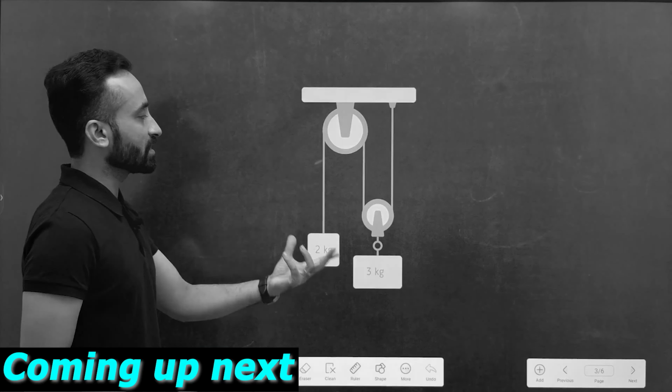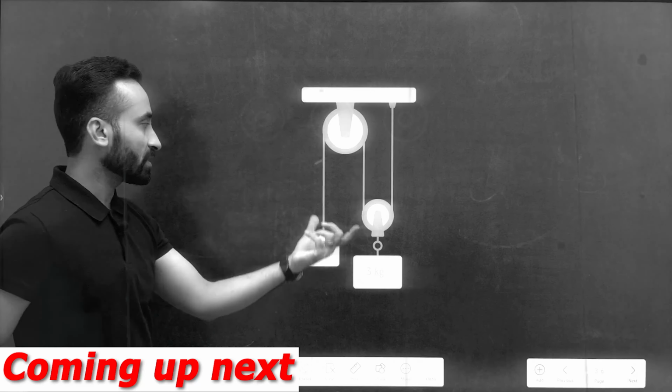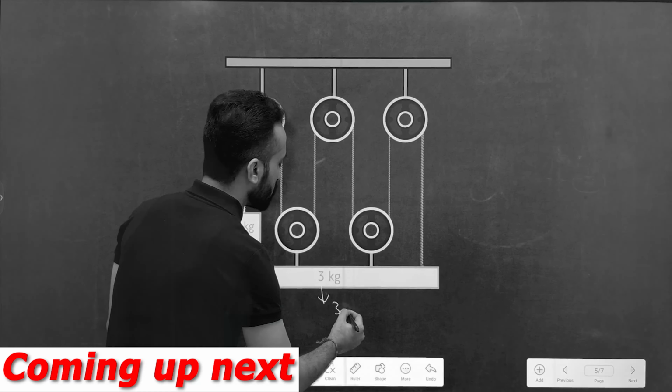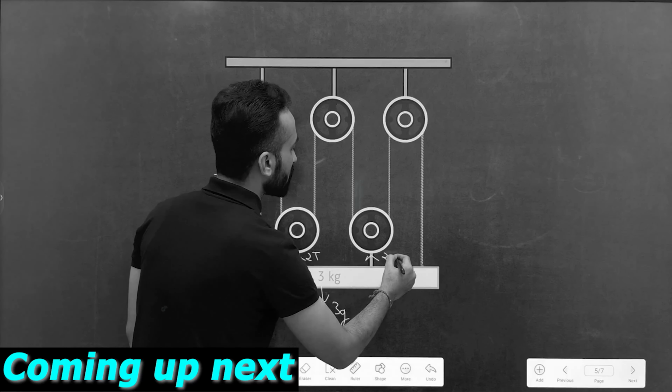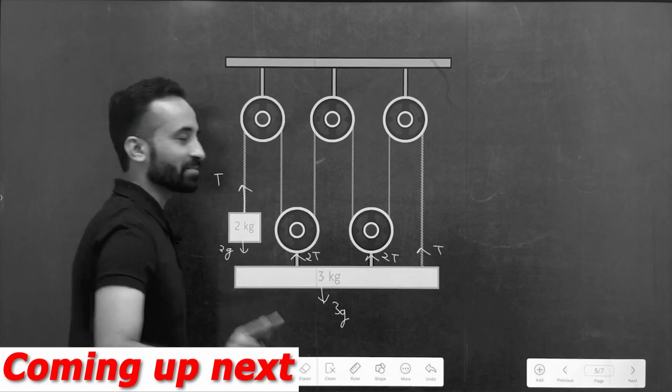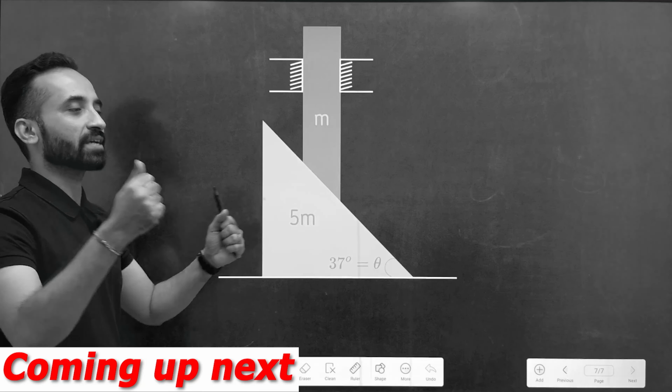You can clearly see there are multiple pulleys, 1 pulley, 2 pulley, and this pulley is fixed, while this, what is acting downward is 3G, what is acting upward is 2T, what is acting upward is 2T, but what is acting upward is T. Be very careful. So what is this wedge constraint thing? So you understand what string constraint means.